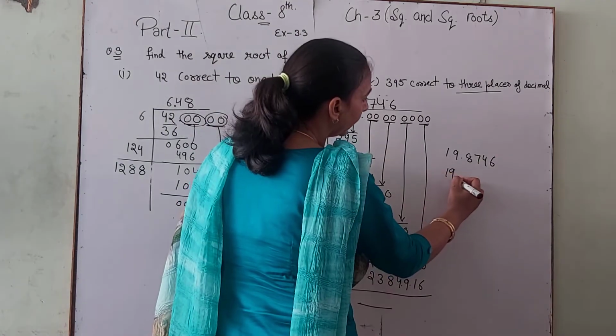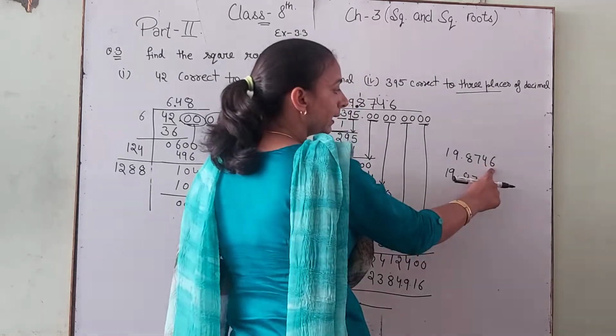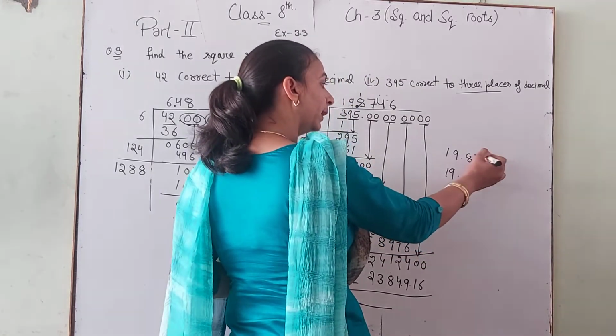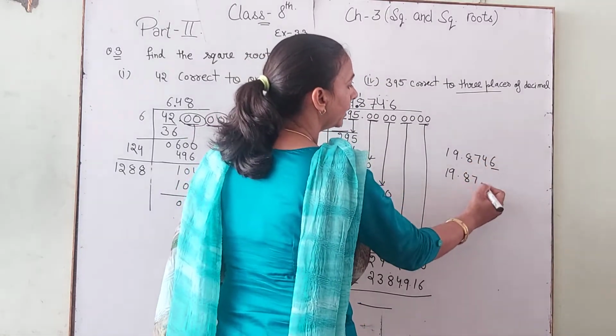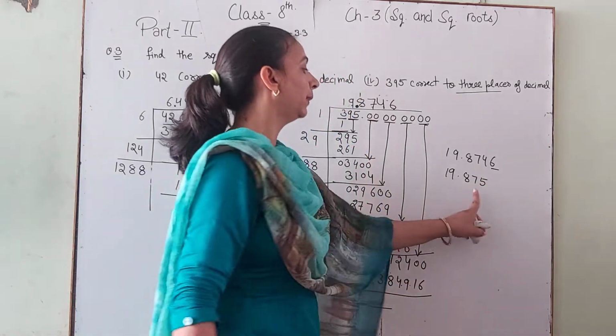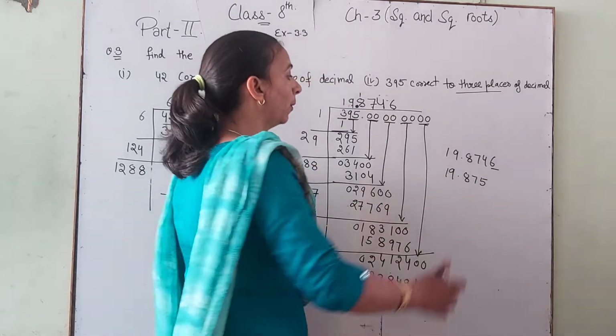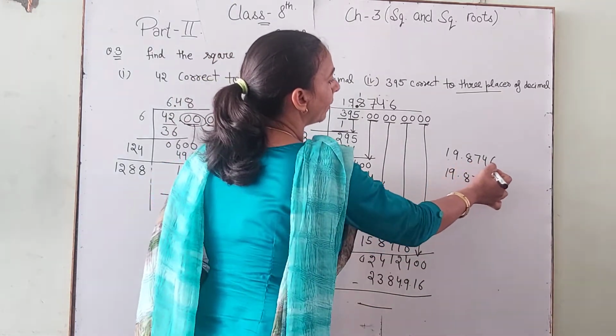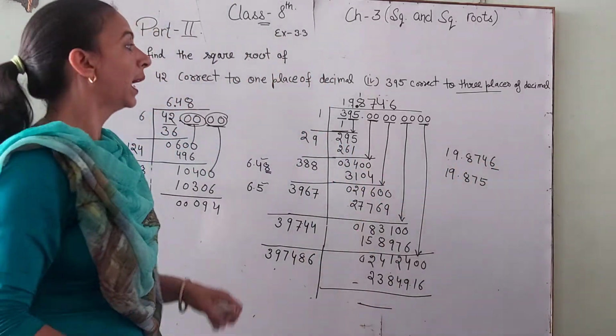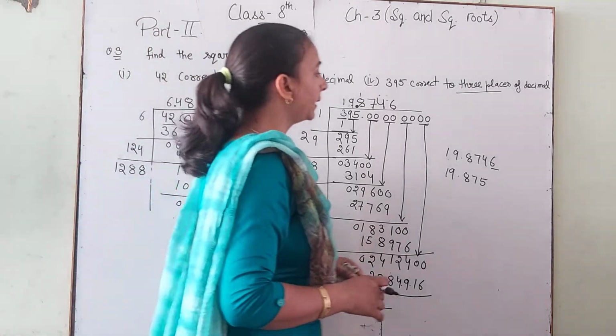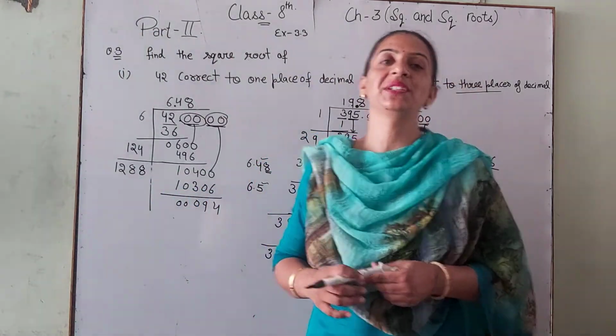Then we take 9.87. If this is greater than 5, then we add 1 to this digit, that is 5. If we take 3, then 19.875. But if we take 4, then 19.874 and 6. Okay. And all the questions are of the same type. Next I will take the next question.